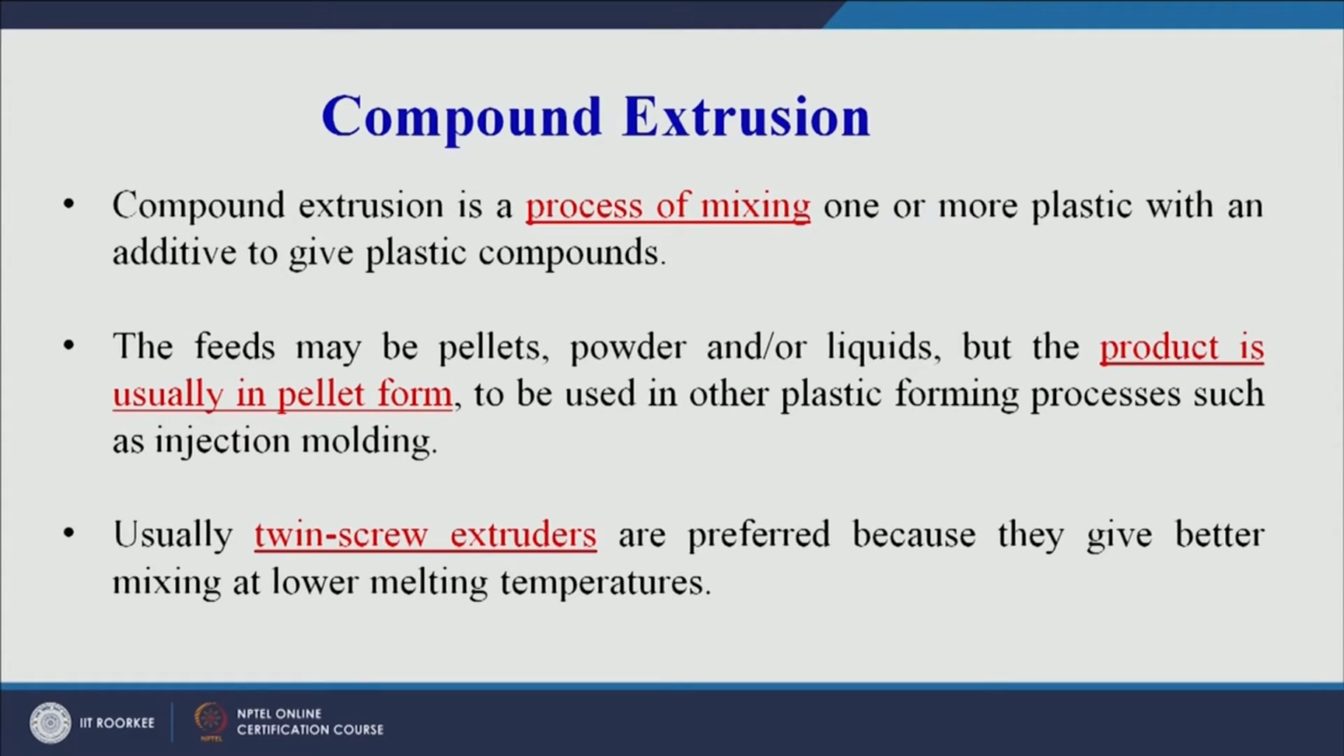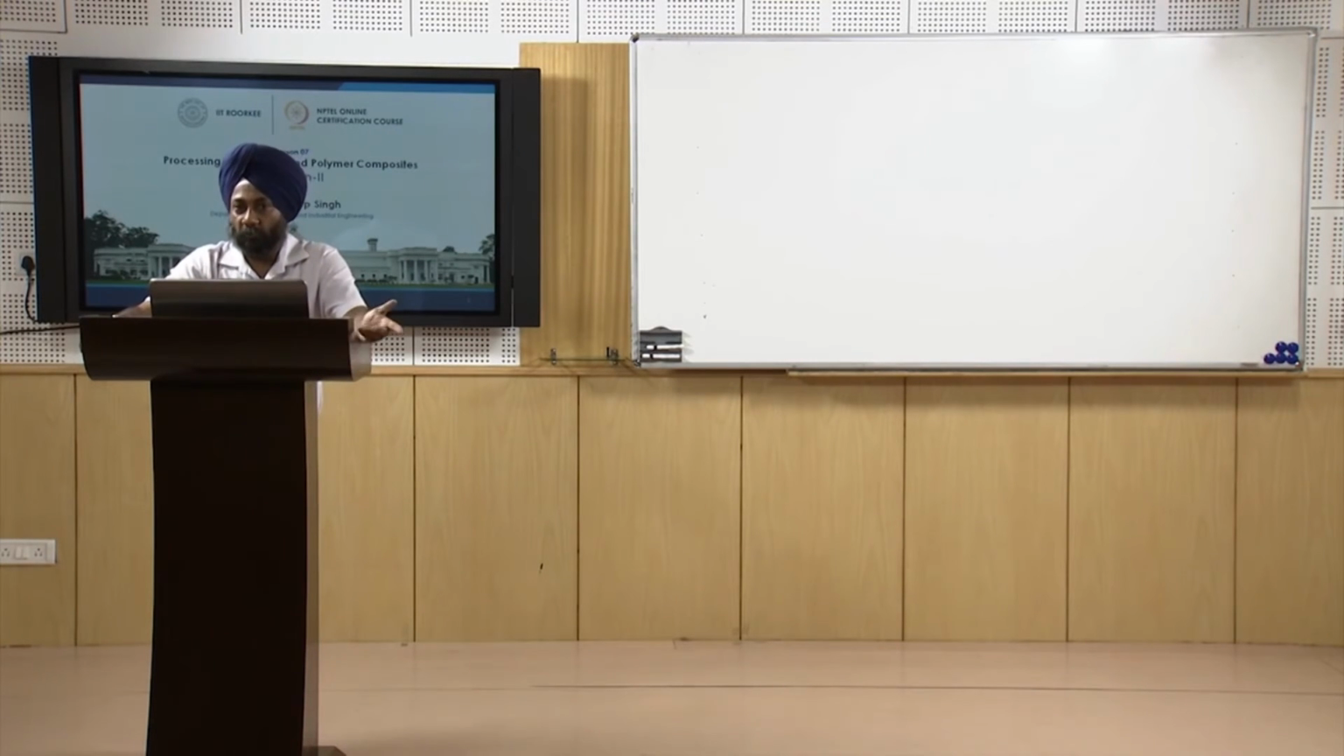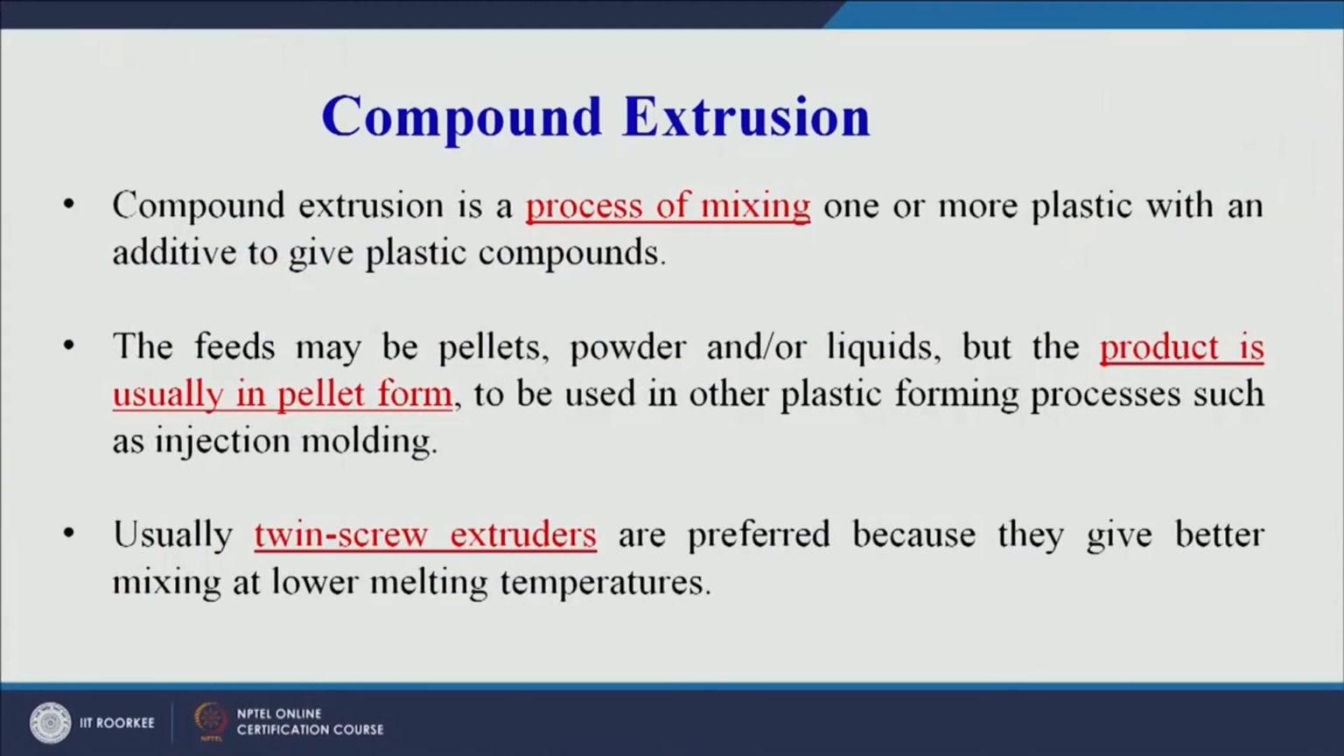The feeds may be pellets, as I have already told. We can take polyethylene, polypropylene pellets, mix them in the hopper, and pass them through the barrel and through the die, and we can extrude the final product, which is a combination of the two. The raw material is in pellet form, and whatever output we get from the twin screw extruder or the compound extrusion process can be used as a raw material for other processes such as injection molding.